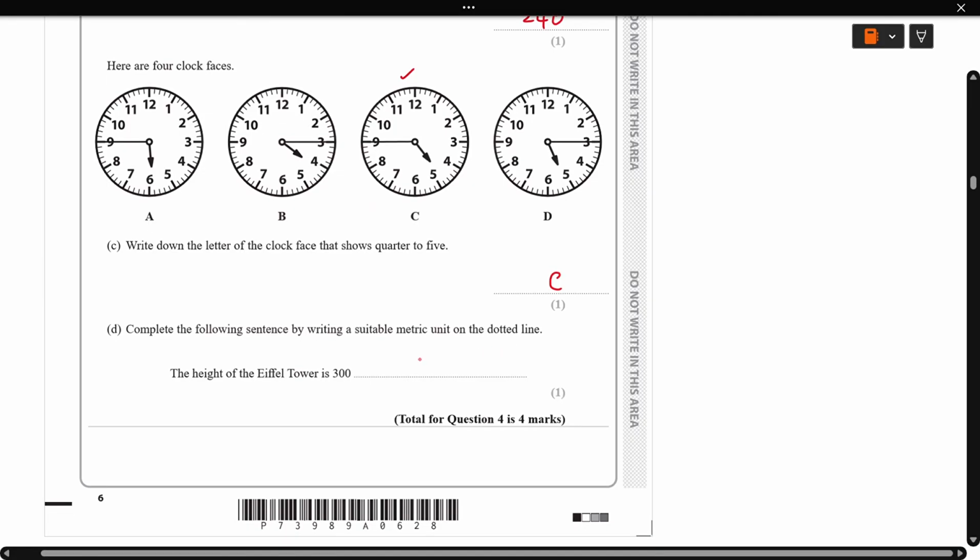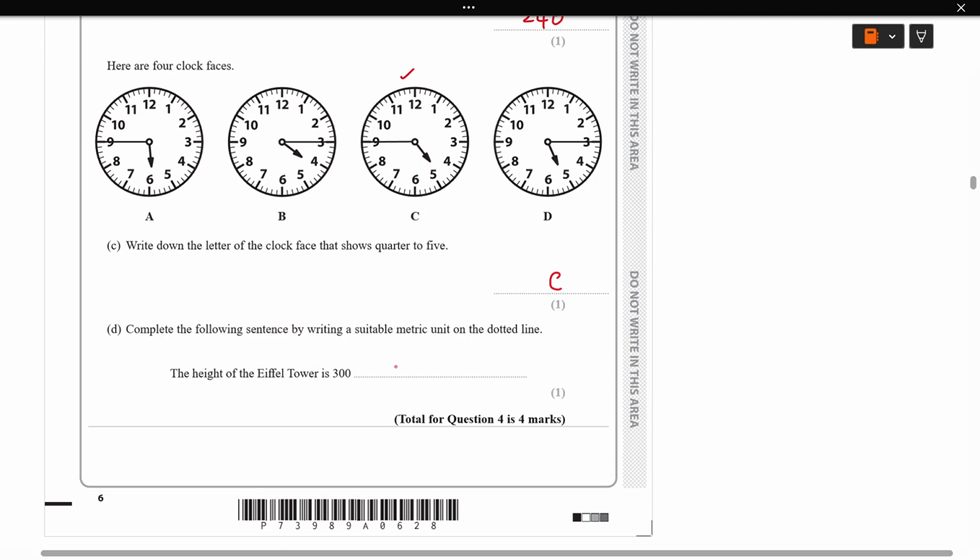Next, complete the following sentence by writing the suitable metric unit on the dotted line. The height of the Eiffel Tower is 300 meters.